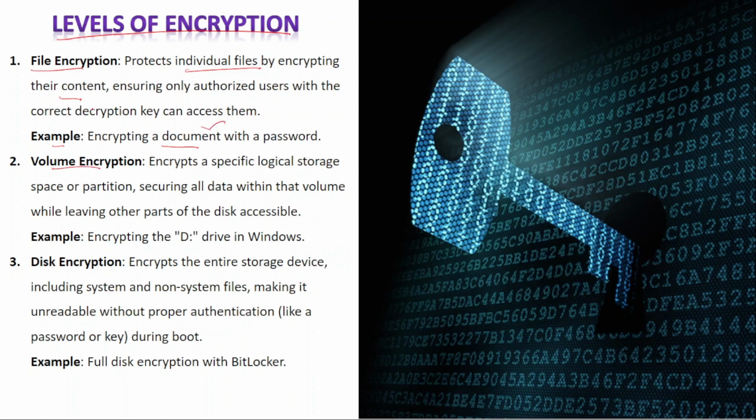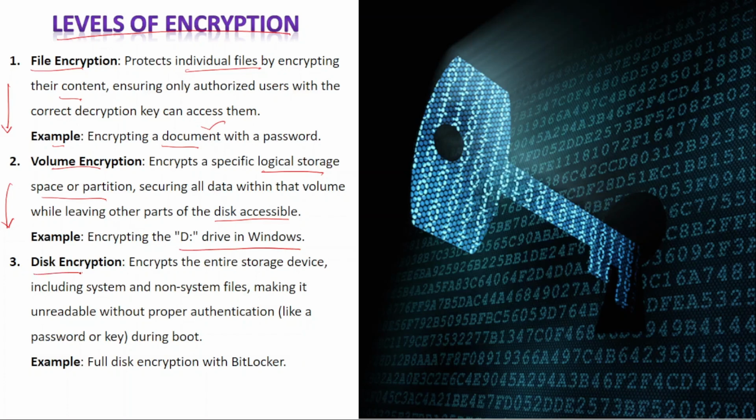Volume encryption, so the level increases from number 1 to number 2 and then to number 3. You can say the level or scope increases. Volume encryption encrypts a specific logical storage space or partition, securing all data within that volume while leaving other parts of the disk accessible. For example, encrypting the D drive in Windows. So it does not encrypt the whole disk, it only encrypts a logical storage or partition such as the D drive.